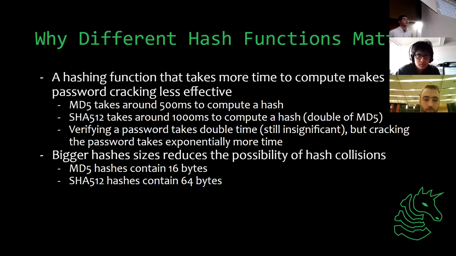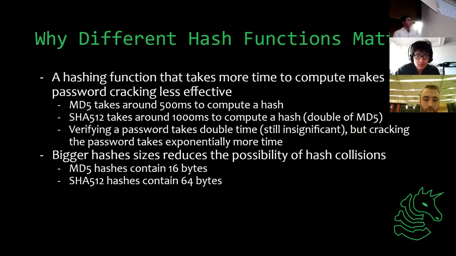So why do you want to use different hash functions? One reason is that based on how long a hash function takes to compute a hash, it might be smart to use a hashing function that takes a longer time. For example, MD5 takes around 500 milliseconds, or half a second, to compute the hash. And SHA-512 takes about a second, which is double MD5. So if you're just verifying a password when you log in, it's only going to take an extra half second, which is insignificant. But if you're going to crack a SHA-512 hash versus an MD5 hash, it's going to take exponentially more time.